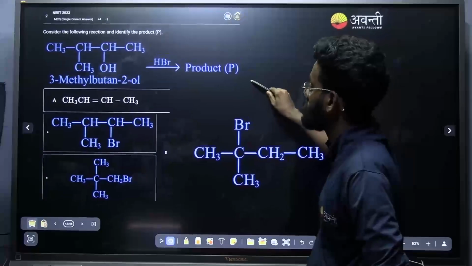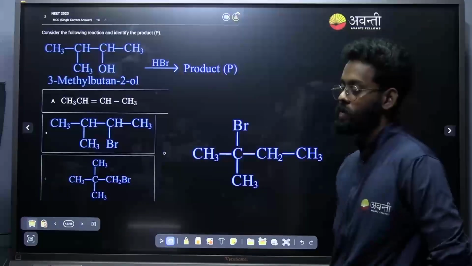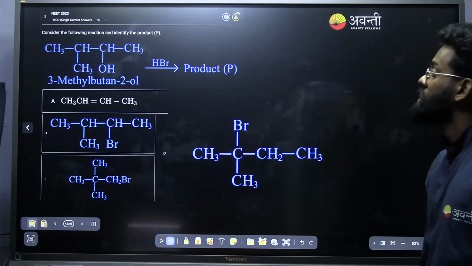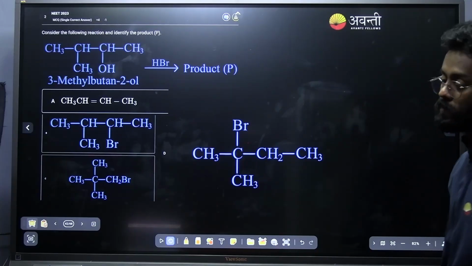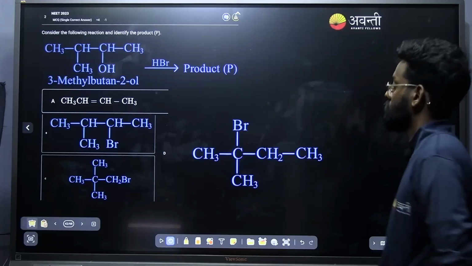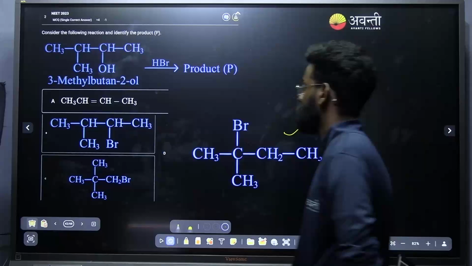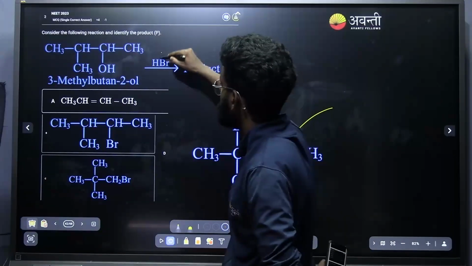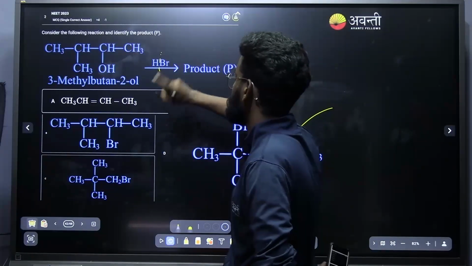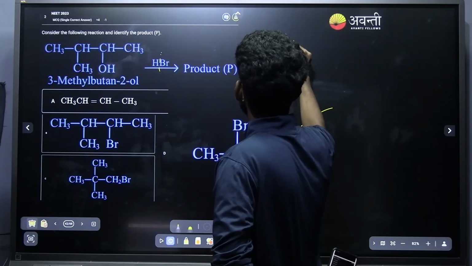Here is another question for you. Consider the following reaction and identify the product. HBr addition to an alcohol. Option D. Are you sure? Yes, option D is the correct one. It's a very easy question, and we have already discussed this in the previous classes. What is going to happen here?